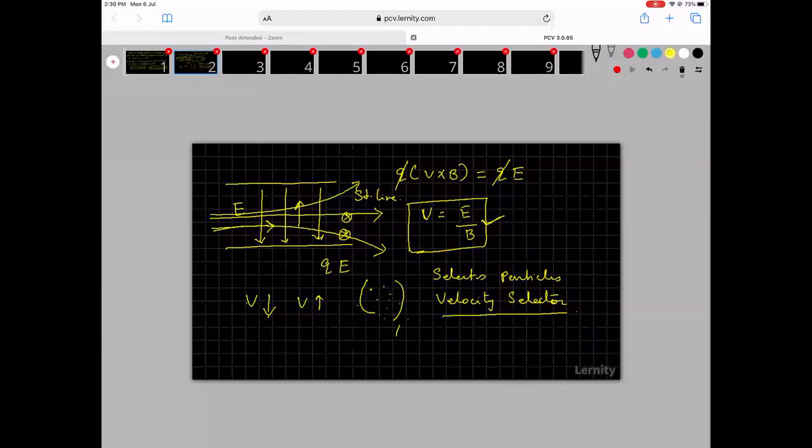In the last class somebody was asking me how you will select particles. You just push them into a magnetic field. Once you push them into a magnetic field, depending on the Q by M ratio, they will all be moving with different time periods. So based on that, you will be able to select particles.